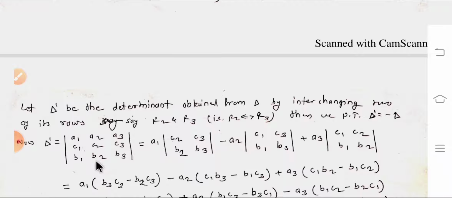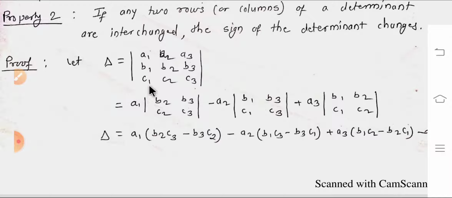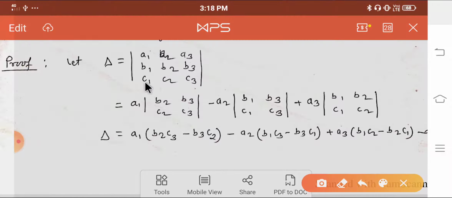Now let delta dash be the determinant obtained from delta by interchanging two of its rows, say R2 and R3. Means in delta we write R2 in place of R3 and R3 in place of R2.